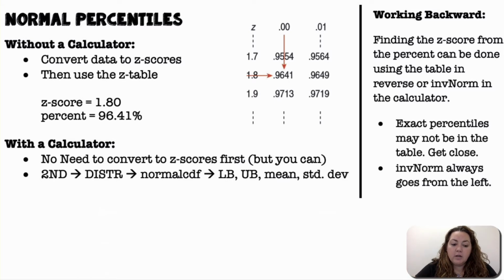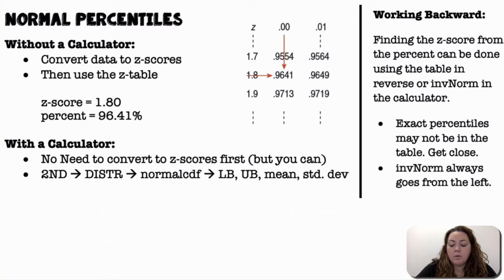If you're using a calculator, you don't have to convert to z-scores first, but you can if you prefer that. You go to second, distributions, and then normal CDF. So it's second, and then the bars button. That's your distribution menu. You'll go down to normal CDF, and then you'll enter your lower bound, your upper bound, your mean, and your standard deviation. And it'll give you the percent.